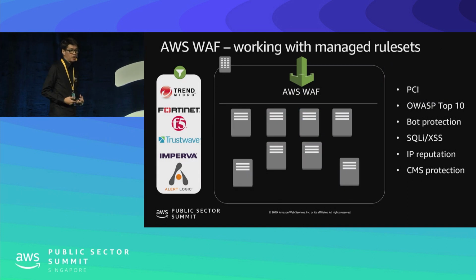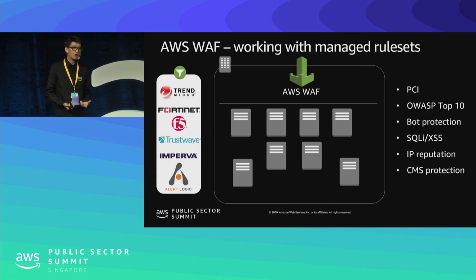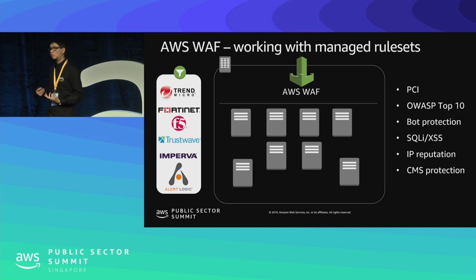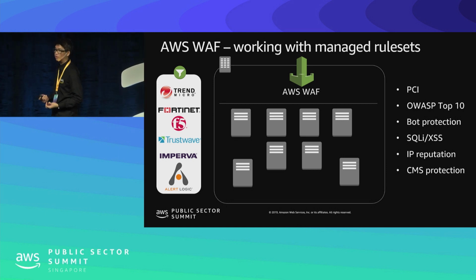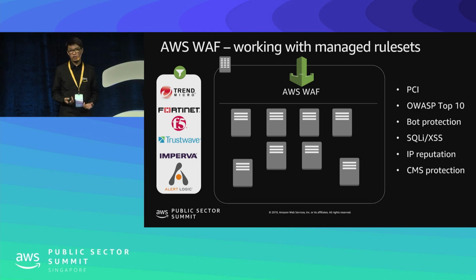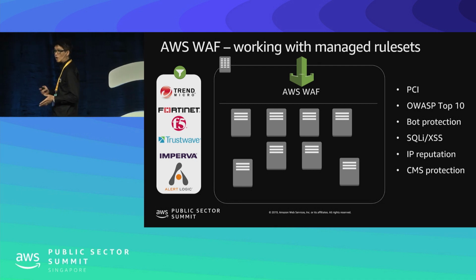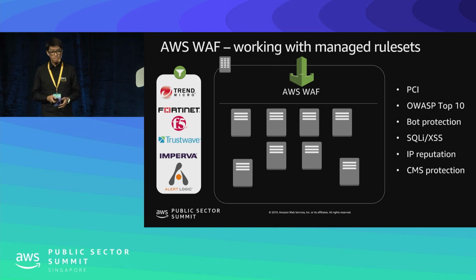So I move my application to the cloud. I want to leverage as many cloud-native services as possible. To protect my application, I still need a web application firewall. So I can leverage AWS WAF with managed rule sets from our vendors, with different rule sets provided by these vendors for the different types of applications.